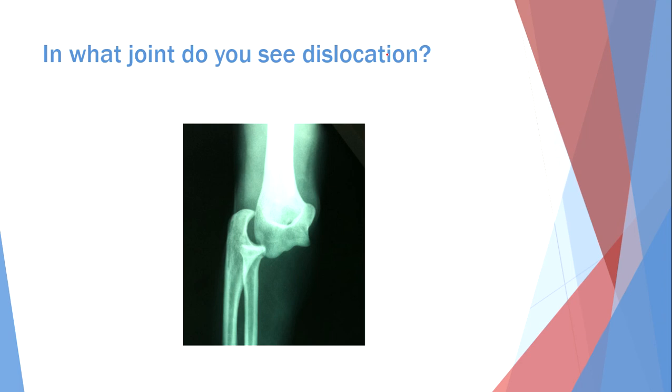I give you just 10 seconds to think in which joint the dislocation occurs. So I think everybody understands this is the elbow joint because we see radius and ulna and humerus bone.